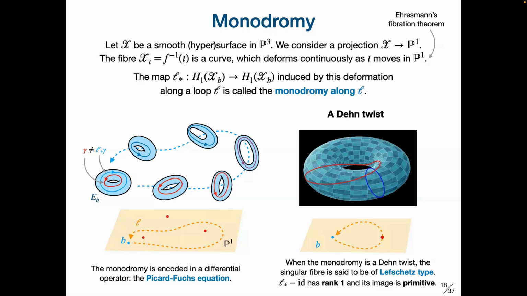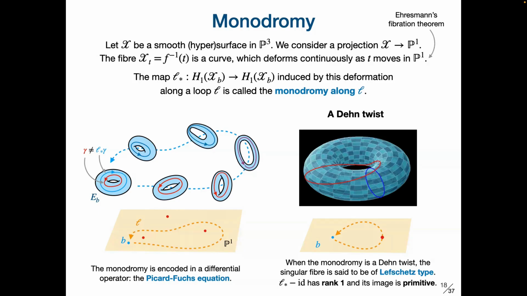The point is, if you start from a smooth hypersurface and the projection is generic, then you're only going to get monodromies that are of a very special shape. In the same case as for curves, you only got transpositions. In the case of higher dimensional varieties, you're going to get monodromy matrices which are always of the shape the identity plus something which has rank 1 and which is primitive.